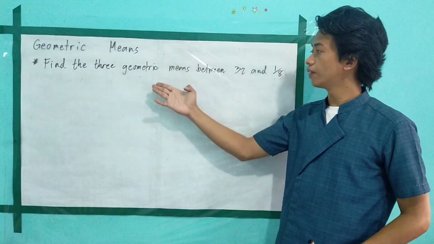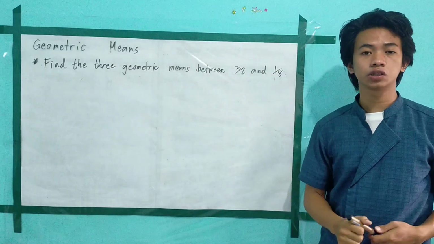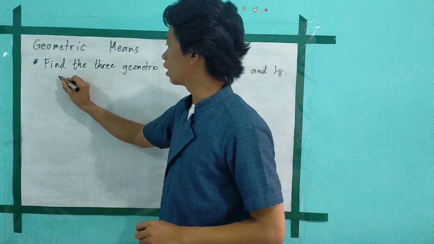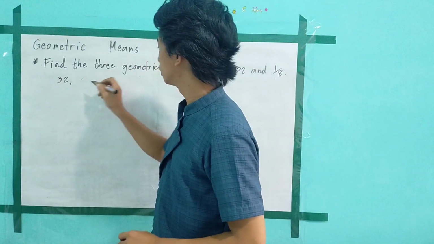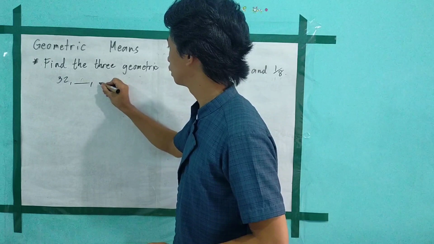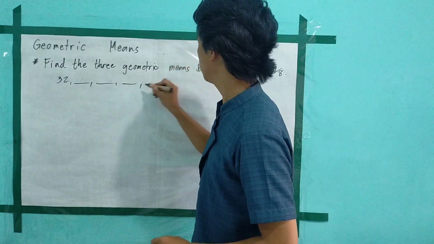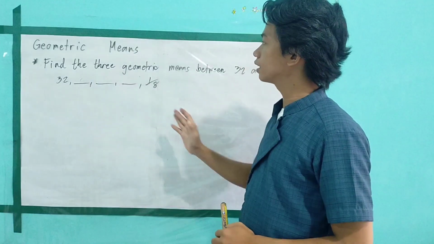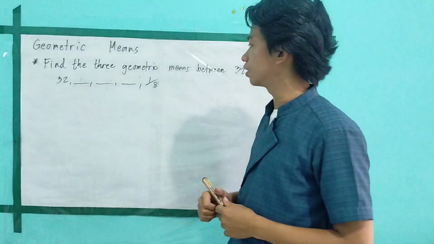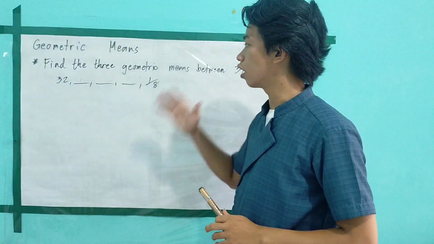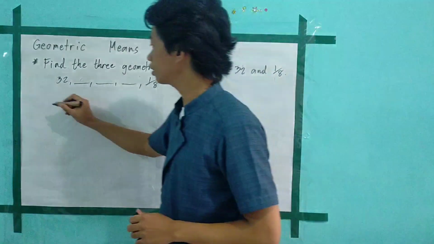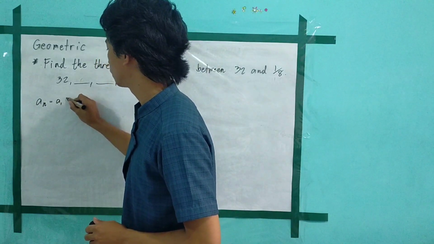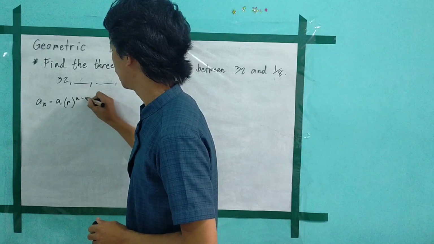Geometric means. Find the three geometric means between 32 and 1 over 8. So, illustrate muna natin siya. We have 32, then 3 geometric means. So, 1, 2, then 3, then 1 over 8. To find the three geometric means, let's find first the common ratio of the sequence. So, let's use the formula a sub n is equal to a sub 1 multiplied to r raised to n less 1.